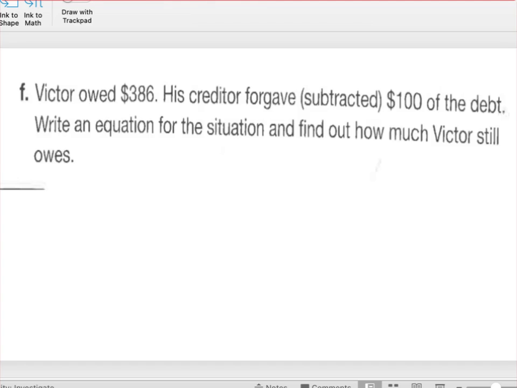Okay, so let's go to F. Victor owed $386. So we would say a debt is -386. His creditor forgave him, or subtracted $100 of the debt. So his creditor subtracted debt. So we'll say the debt was -$100. Okay, write an equation for the situation and find out how much Victor still owes.